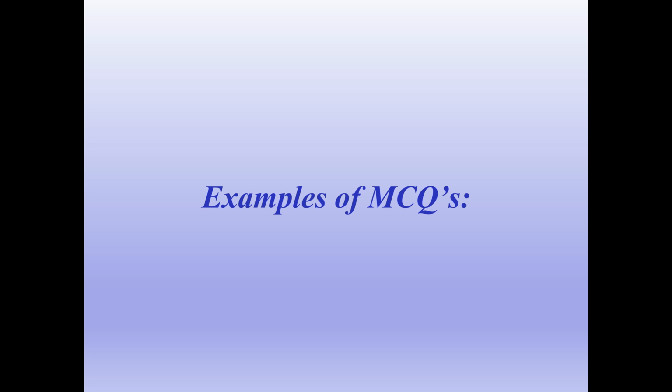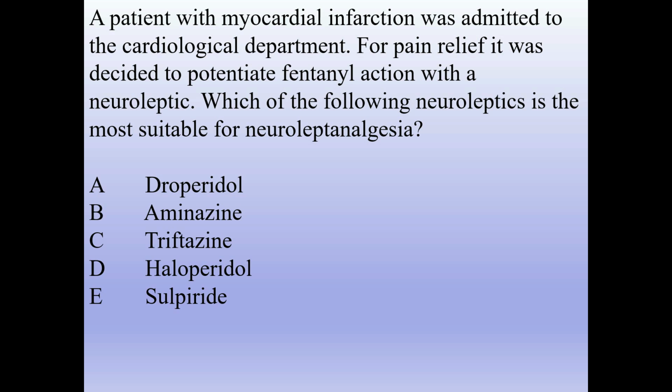And the last part of our lecture is examples of MCQs. A patient with myocardial infarction was admitted to the cardiological department. For pain relief, it was decided to potentiate fentanyl action with a neuroleptic. Which of the following neuroleptics is the most suitable for neurolept analgesia? This is a question from CNS, but it has a connection with myocardial infarction, and I wanted to remind you that droperidol is the drug of choice in this case.